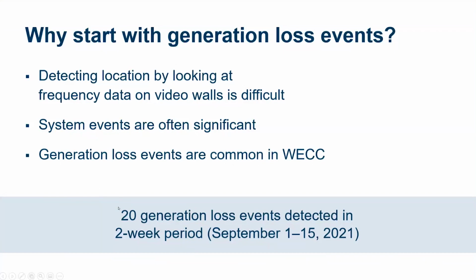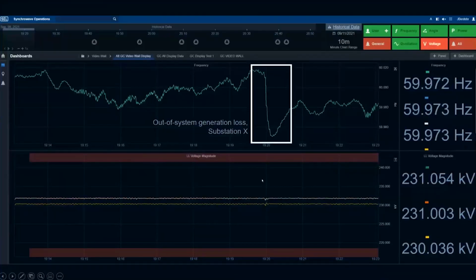So we did some research and we tracked 20 generation loss events that were of significant size in a 2-week period of time last year. And so what we wanted to do was then give the operator, you saw the display, a way to see that information and then get that information immediately without having to interact.